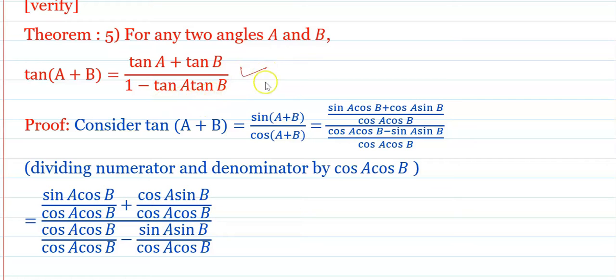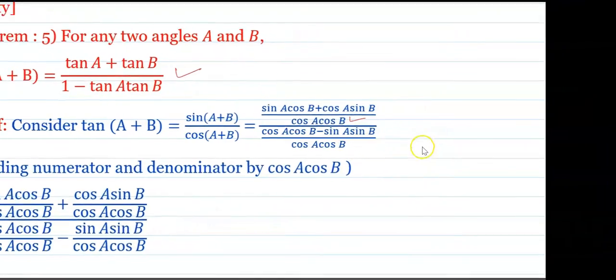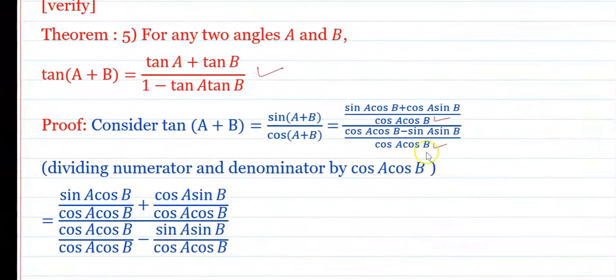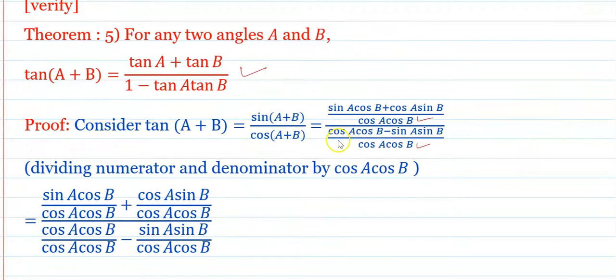Now if we want to prove this, what do we do here? Tan of a plus b can be written as sin of a plus b upon cos of a plus b. Then the expansion of sin of a plus b here: sin a into cos b plus cos a into sin b. Okay, and here what comes is the expansion of cos of a plus b: cos a cos b minus sin a into sin b. Divide the numerator and the denominator by cos a into cos b. What do we divide the numerator and denominator by? By cos a into cos b.